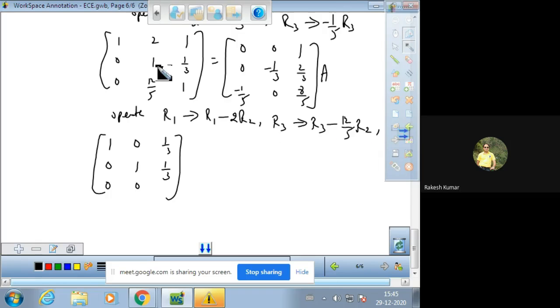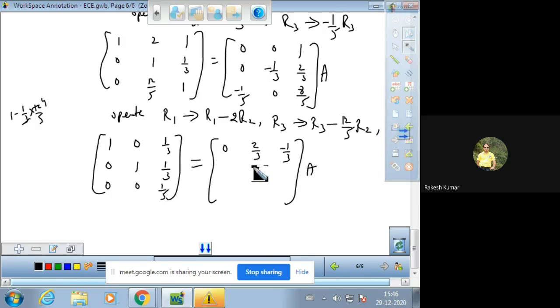R3 minus 12 by 5 R2, and this is R3. This is 1 minus 1 by 3 into 12 by 5, 1 by 5. This is 5 minus 1, 1 by 5. And on the right hand side, we have to use operations again. R1 will be written as 0. This is 2 times 2 by 3. And this is 1 minus 4 by 3. This is minus 1 by 3.